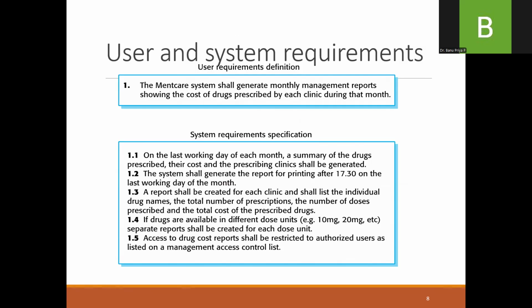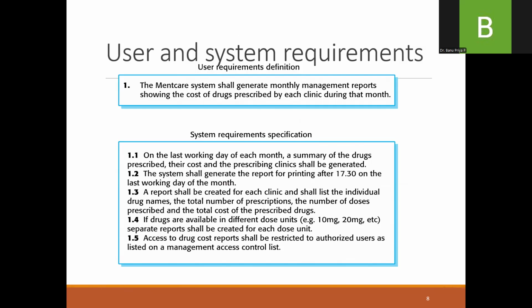Now let's take a Mentcare system. The Mentcare system's work is to see what are the reports, let's take it as a drug company, or a pharmacy, something like that, a pharmaceutical company. So the Mentcare system should generate monthly management reports showing the cost of drugs prescribed by each clinic during that particular month. That is the user requirement.